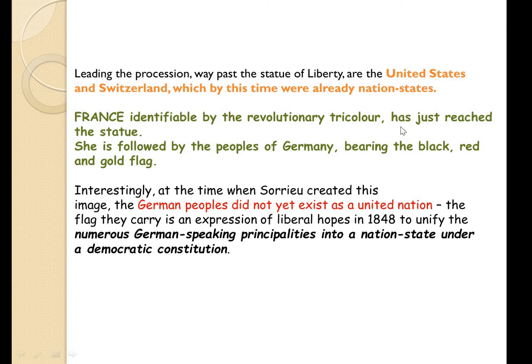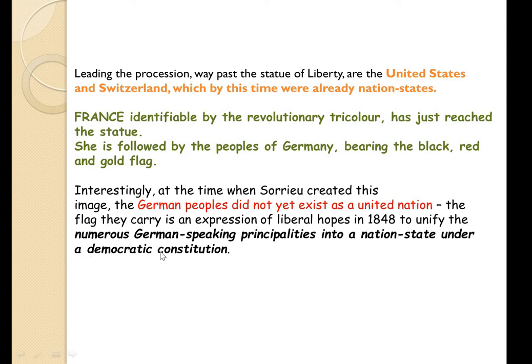When this image was created, that is the first print of Seurat's dream vision, the German people did not exist as a united nation, but America and Switzerland were already nation states. The flag which the Germans carried is an expression of liberal hopes. There was a lot of hope in the flag they carried in 1848. And what was the hope? To unify the numerous German-speaking principalities into one nation state under a democratic constitution.